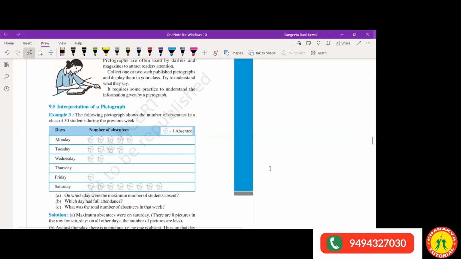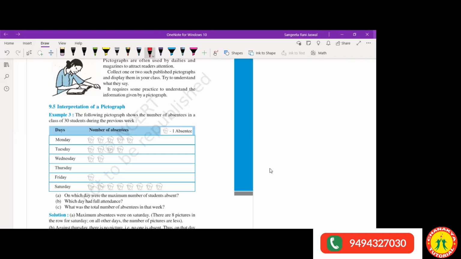Okay, let's take another example. The following pictograph shows the number of absentees in a class of 30 students during the previous week. Days are written this side, number of absentees here. This picture, this face of a child, represents one child who is absent. One absentee.